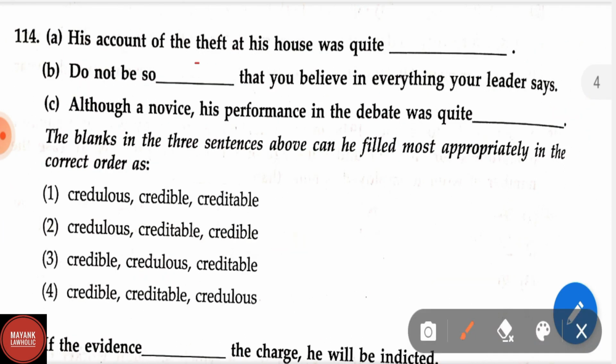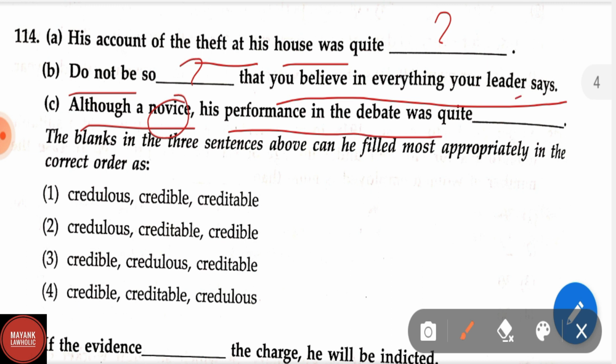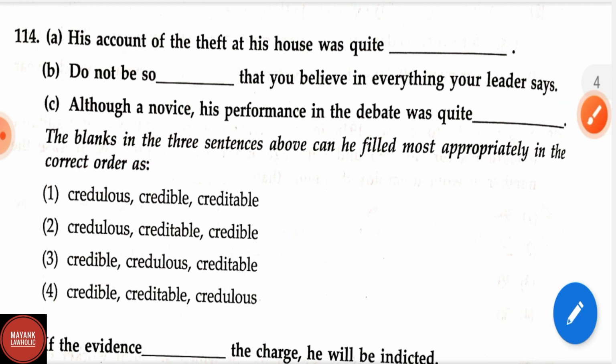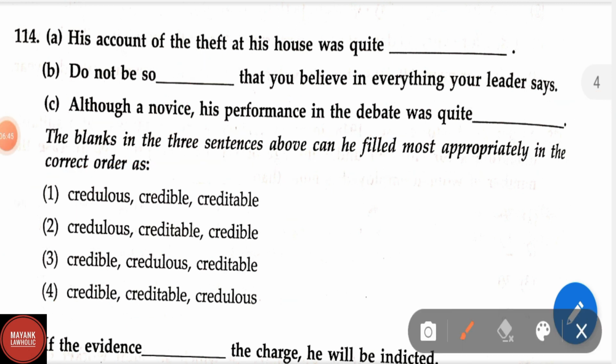Now let us see the question number 114. Option 1: his amount of theft at his house was quite dash. Option 2: do not be so dash that you believe in everything your leader says. Option 3: although a novice, his performance in debate was quite dash. The 3 sentences above can be filled most appropriately in the correct order as... The options are given; we have to find the correct order which can be filled in these blanks. Here the correct answer is option 3, because the meaning of credible in Hindi is Vishwasniya, the meaning of credulous is trustful, and creditable means prashanshaniya, someone praiseworthy.